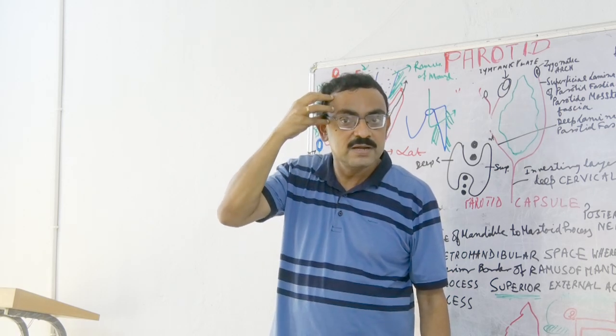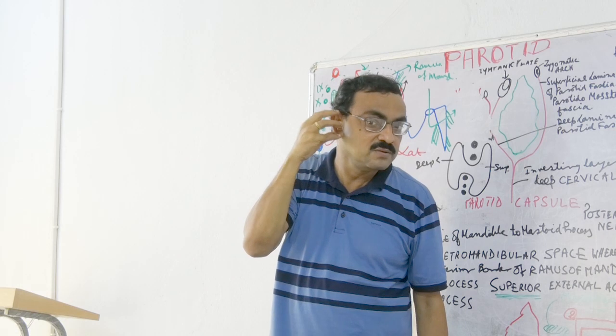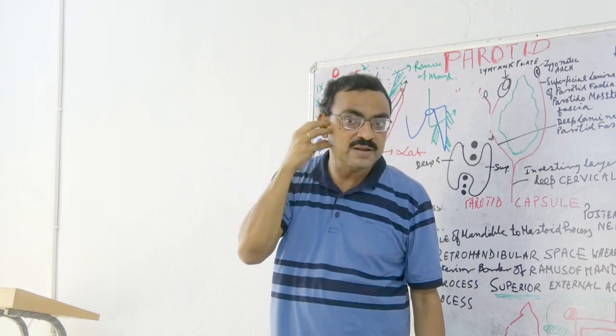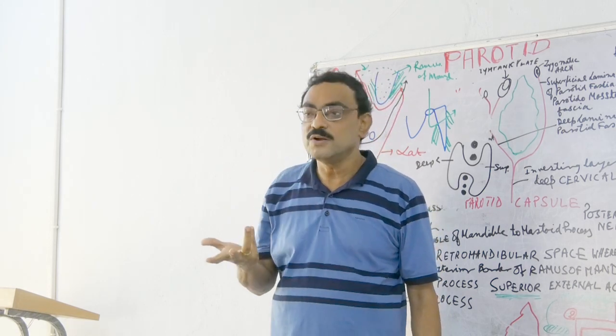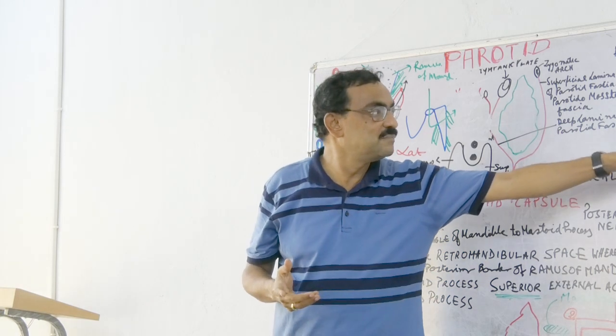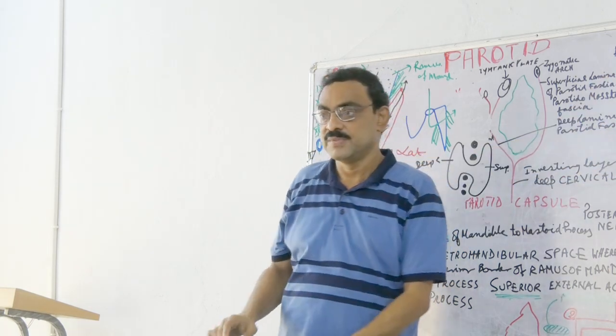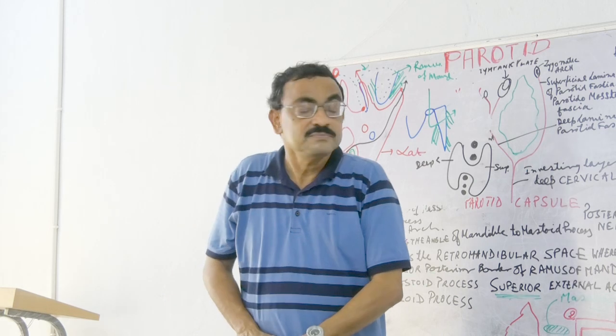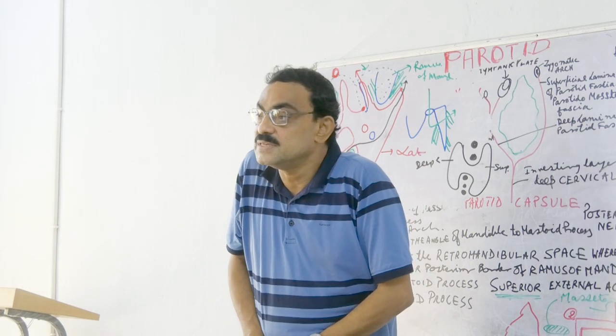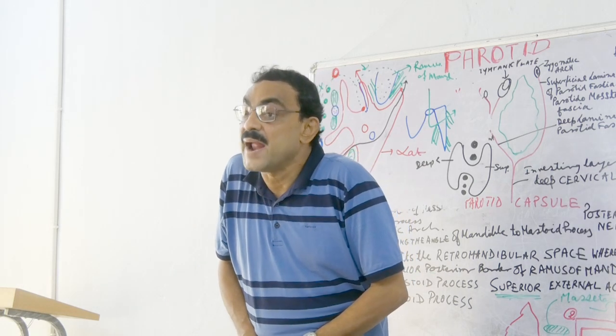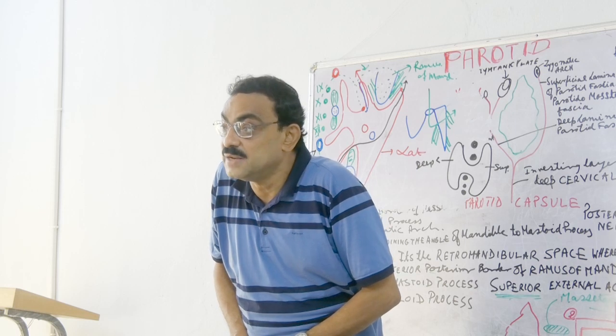Okay, the temporal region and also the auricle. So the name of the nerve should be auriculotemporal. This is nothing but the auriculotemporal nerve. And the auriculotemporal nerve is a branch from the mandibular division of the trigeminal nerve.